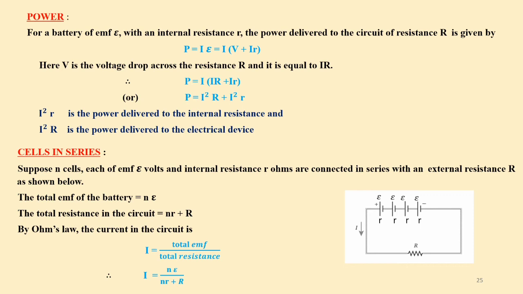Okay. By Ohm's law, the current in the circuit is given by I equal to the total EMF divided by the total resistance. Therefore, I is equal to n times E divided by n times small r plus capital R.